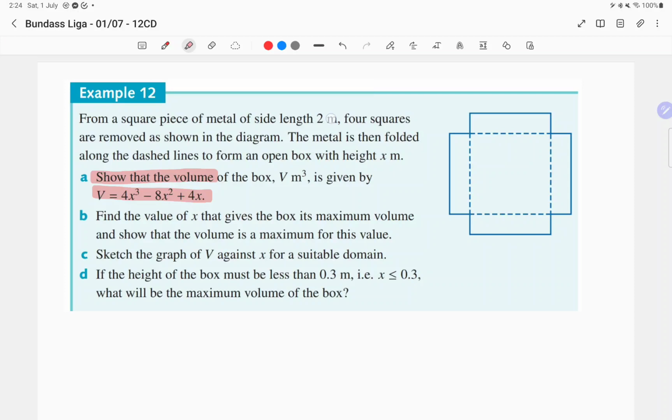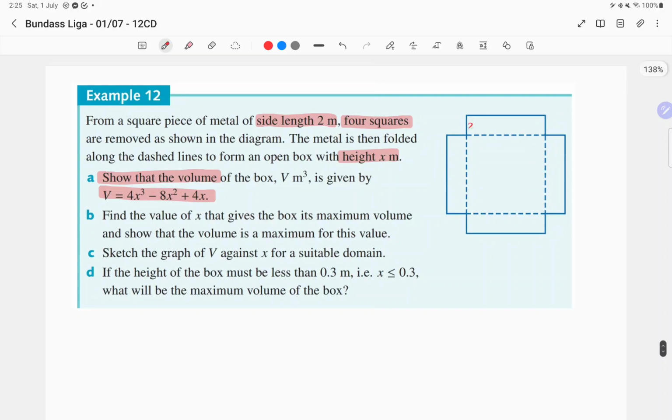So what have we not used yet? Side length 2. 4 squares are removed. And then folded to form an open box, height is x. Okay, so what they're saying is that you're going to note in, so this is x here, and then the whole thing would be 2. Okay, so how do we get volume from this information?